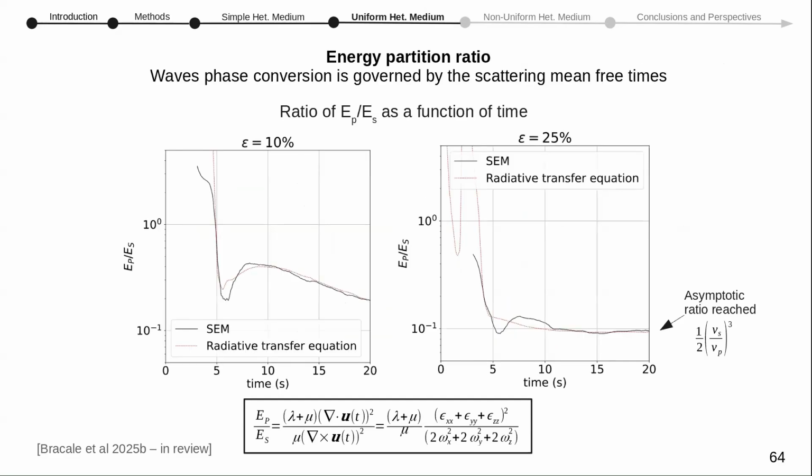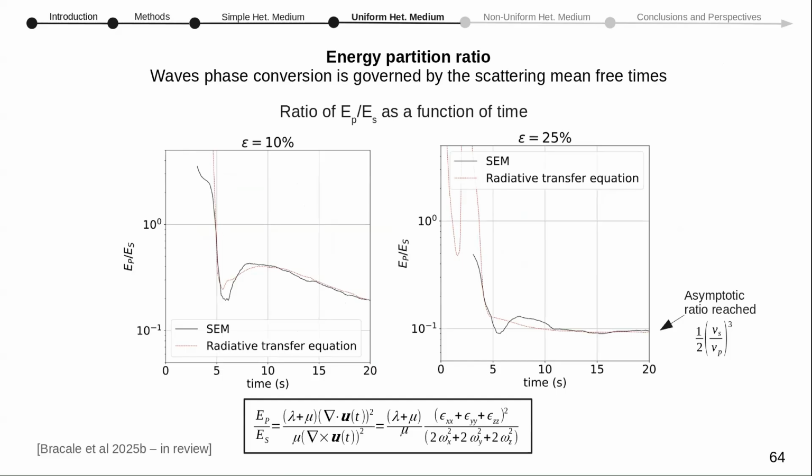Then we analyzed the P2S energy ratio, whose evolution is given by the fact that as waves propagate in a heterogeneous medium, the phase gets converted from P to S and from S to P in a full space medium, and this dynamic is governed by the mean free paths. We observe that we have very good agreement in both the 10% and the 25% cases.